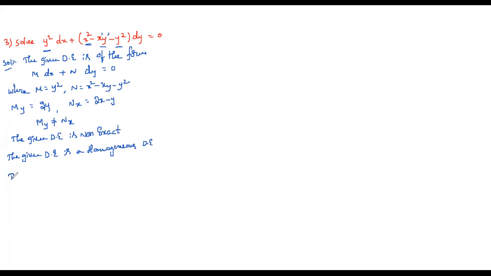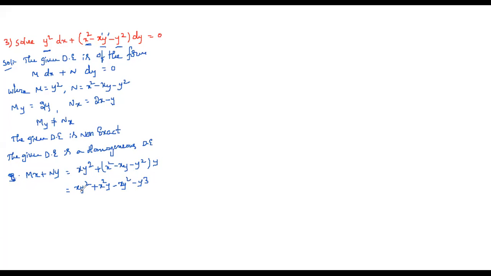Now we need to find the integrating factor. Before that, first we find Mx plus Ny. So Mx plus Ny is equal to, we multiply M with x, so that is xy square, and N with y, so (x square minus xy minus y square) into y. Now you can simplify this one: xy square plus x square y minus xy square minus y cube.